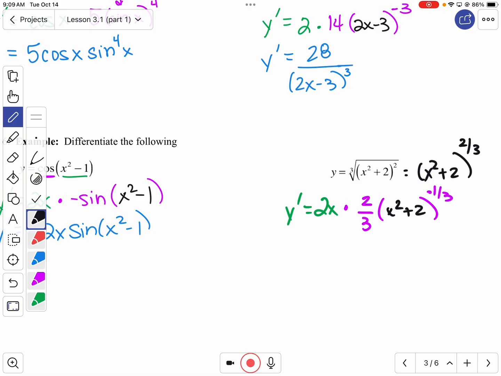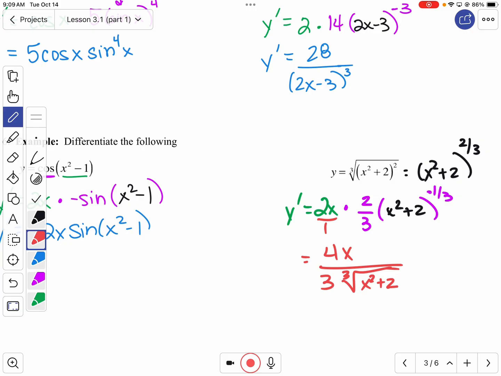Now we want to simplify this a little bit. There's not a ton we could do. 2x and 2 would give me 4x. The 3 could come to the bottom, and I could leave that x squared plus 2 to the 1/3 in the bottom, or I could write it as cube root x squared plus 2. They're always going to give you a positive exponent in the answer if it's multiple choice. Otherwise, you could leave it if it were a free response.